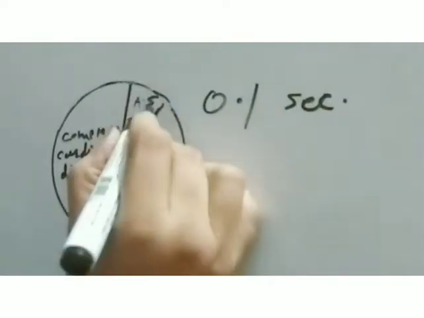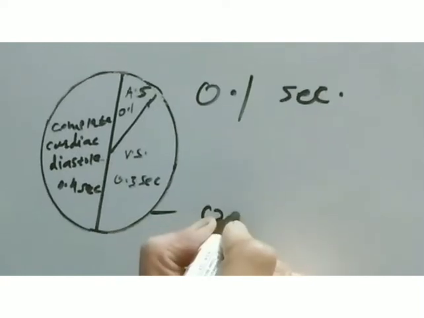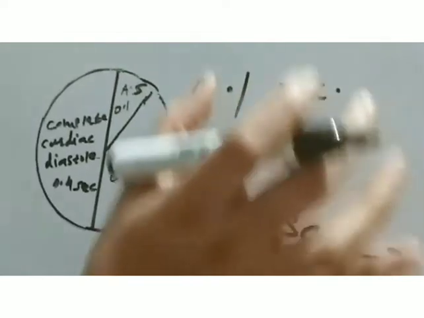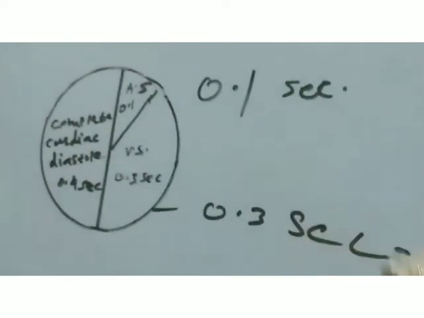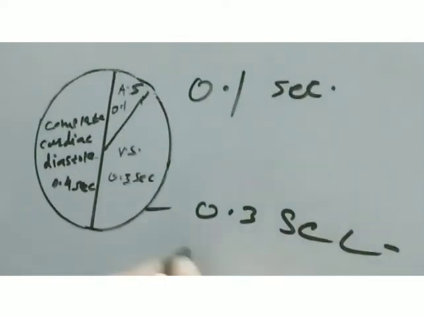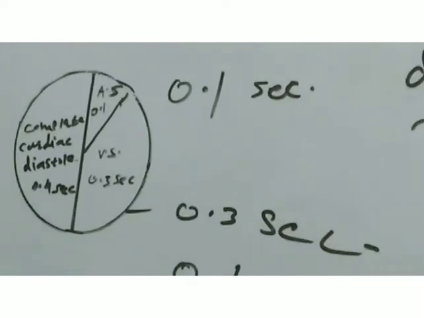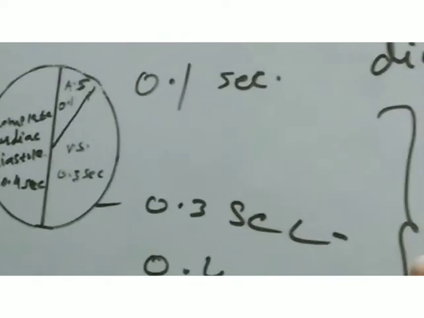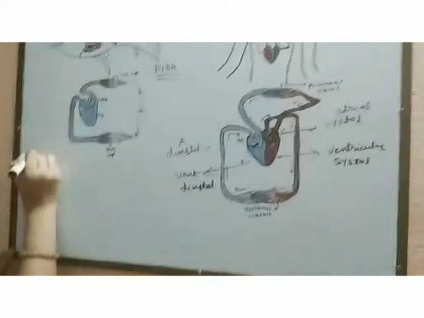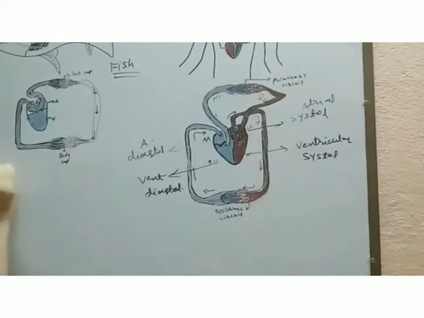So atrial systole is of 0.1 second and ventricular systole is of 0.3 second. After one systole and diastole of atria and ventricles, complete cardiac diastole takes place, which is of 0.4 second. So one cardiac cycle is of 0.8 second, and that is the heartbeat. It is a very important term. What is a heartbeat?